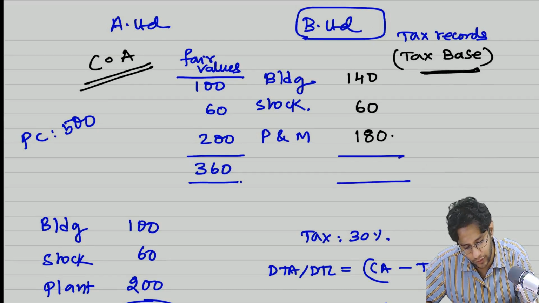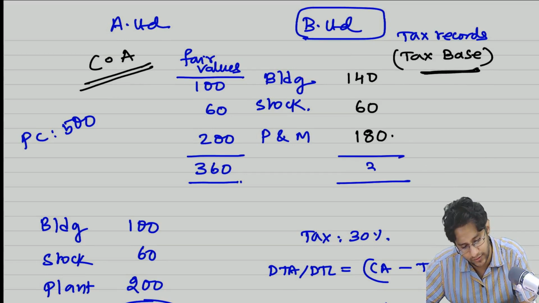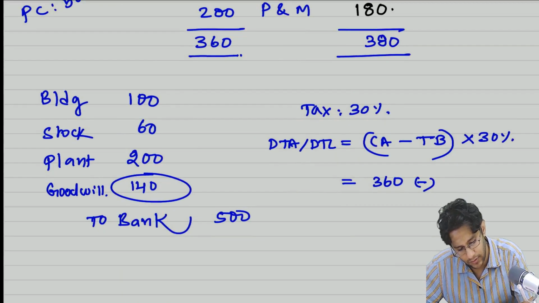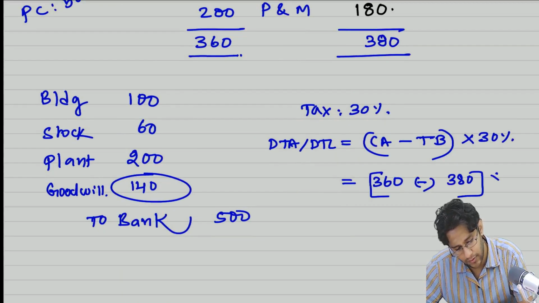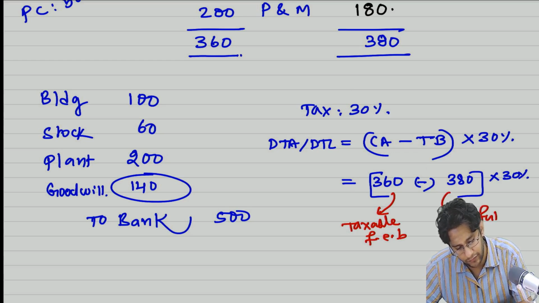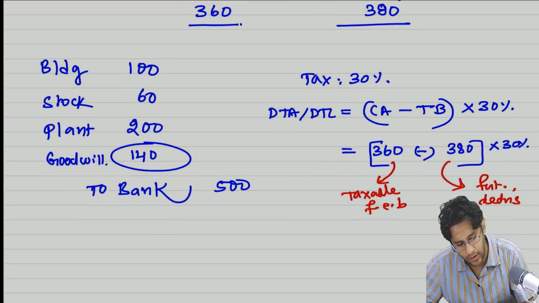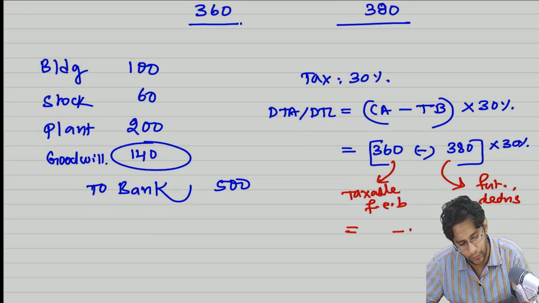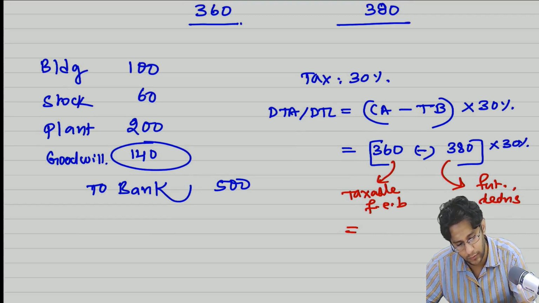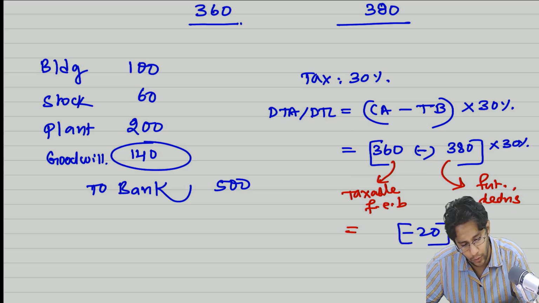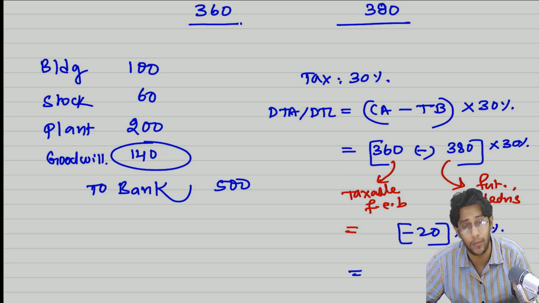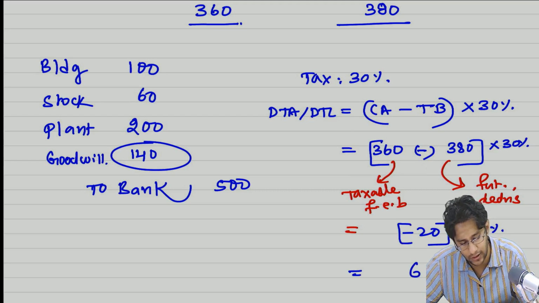Income tax point of view, if you count this, so 140 plus 60, 200, 200 plus 180, this is 380. This is your taxable future economic benefits. These are your future deductions. So as you can see, if the inside box number is negative, it indicates that I am going to have more deductions in future on a net basis. So I will pay less tax in future. So this will result into a DTA.